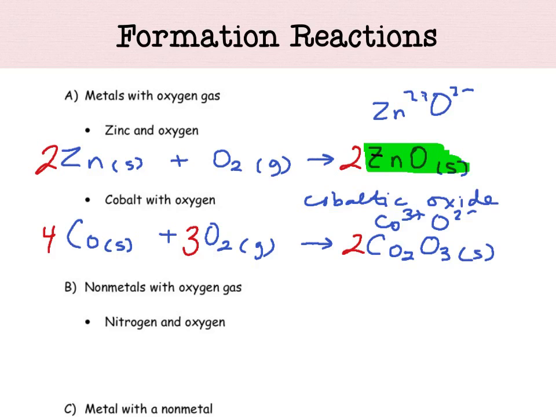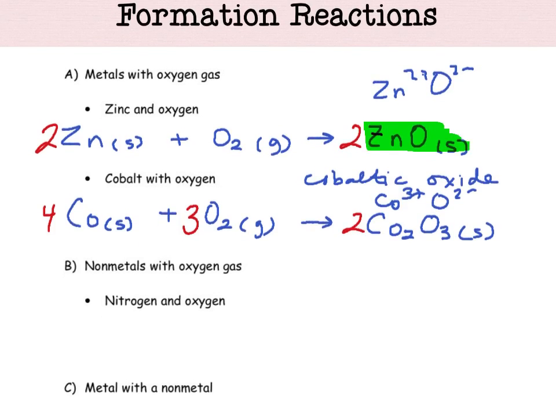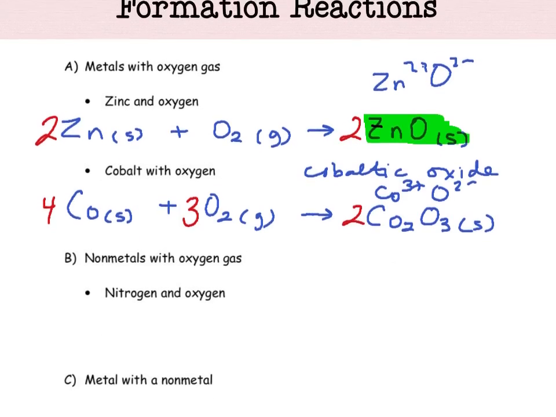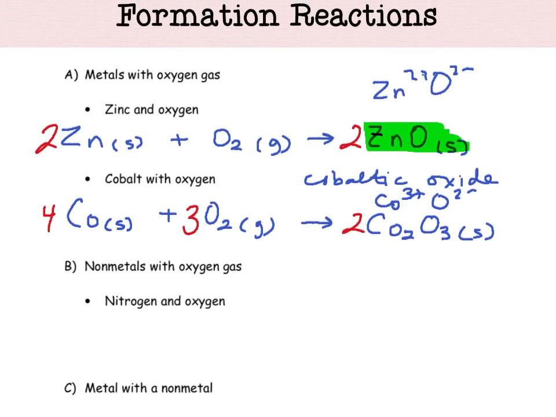Now when you put nonmetals with oxygen, like nitrogen and oxygen, you can get more than one charge. Well, actually, you can get more than one product, better said. So nitrogen gas reacting with oxygen gas will produce a product based on the temperature and pressure at which those gases exist. So you would not be able to predict that based on the information you've been given right now.